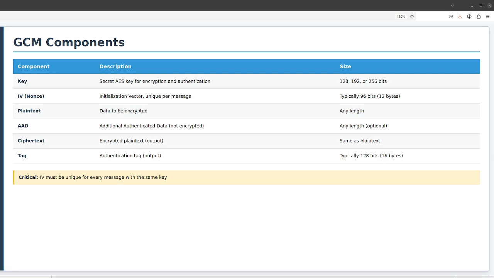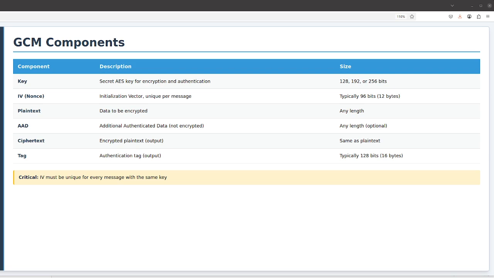Third, we have the plaintext that we want to encrypt. This can be any length, and GCM handles it efficiently without requiring padding. Fourth, we have the additional authenticated data, abbreviated AAD. This is data that you want to authenticate but not encrypt. For example, in a network packet, you might want to encrypt the payload but authenticate the headers. The AAD is included in the authentication tag calculation but is not encrypted. This is optional. You can use GCM with empty AAD if you don't need this feature.